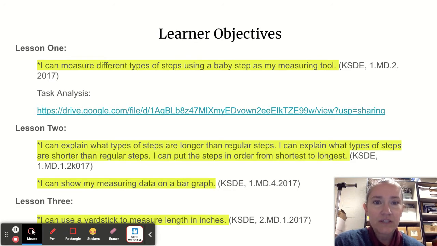This unit of instruction was about using non-standard measurement tools. So I split it up into 3 different lessons. In the first lesson, the focus was taking different types of steps. So the first graders took baby steps and giant steps and backward steps, and then they used a baby step as a non-standard measuring tool. In the second lesson, we talked about comparing steps to each other, and then they recorded their data on a bar graph. And then the third lesson was an enrichment activity where they learned how to use a standard measuring tool. They measured their steps with a yardstick.